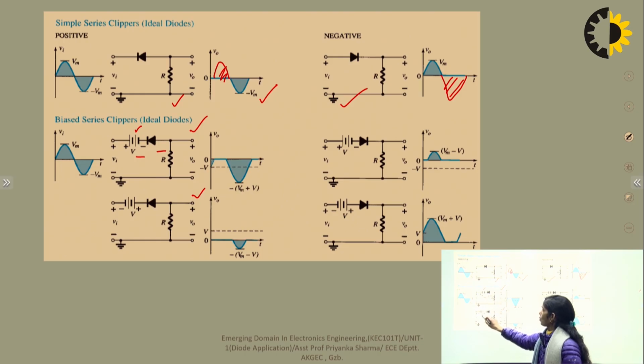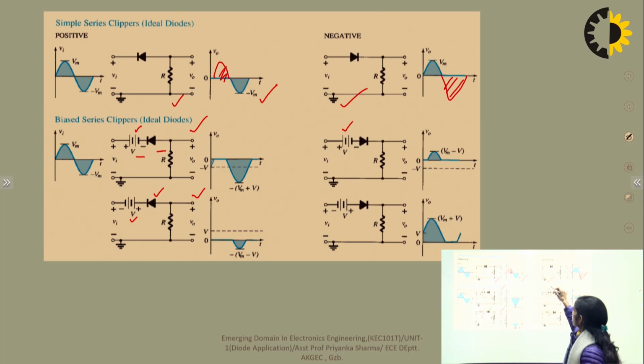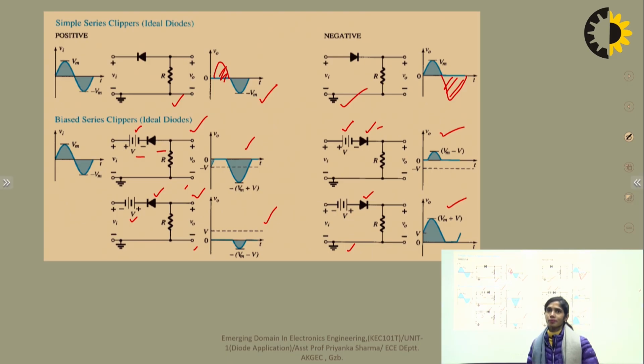And now if the battery polarity is reversed, the diode is in the same direction. Third configuration: battery polarity will remain as it is, diode configuration is reversed. Fourth configuration: battery will remain as it is, diode configuration is reversed. So for these four configurations, we had obtained different sets of waveforms and different clipping of the signals.